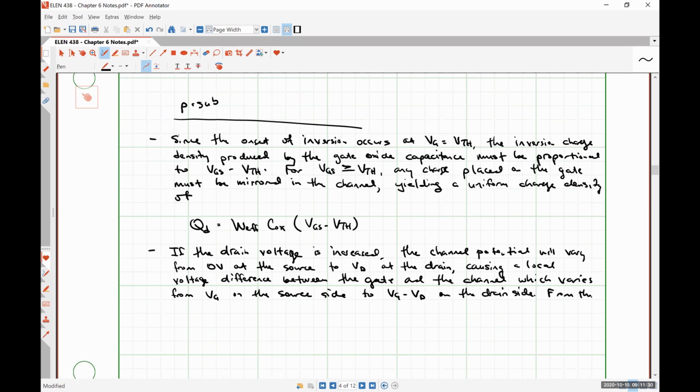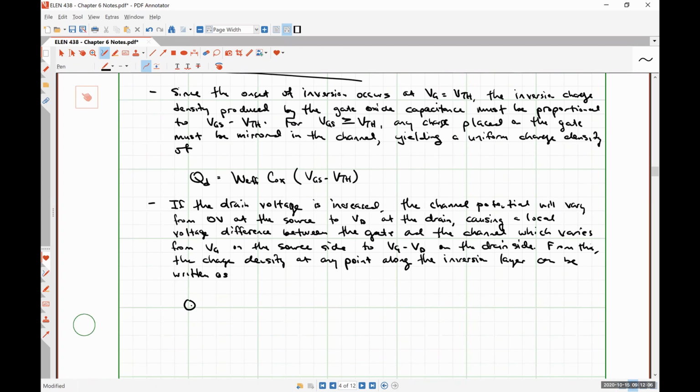From this, the charge density at any point along the inversion layer can be written as Q_D as a function of x is W effective C ox times VGS minus V(x) minus VTH, where V(x) is the channel potential as a function of position.